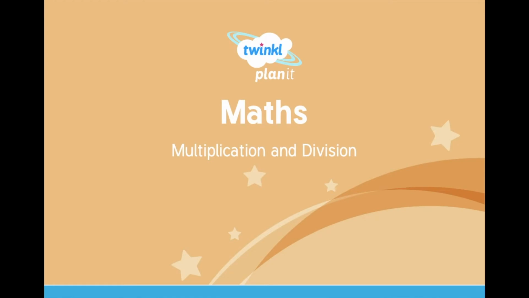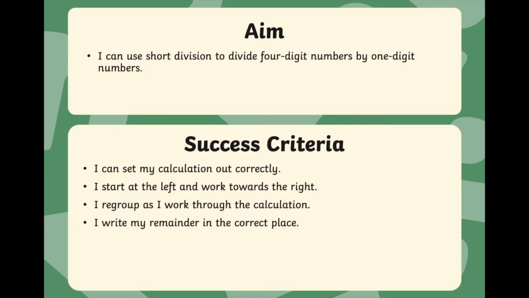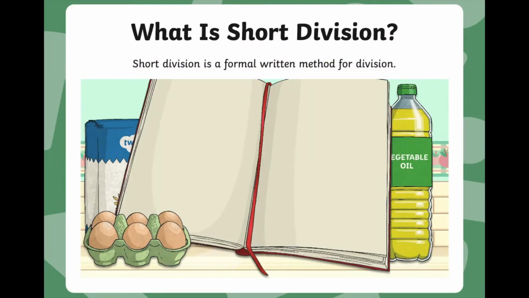We're carrying on with the topic of multiplication and division this week, so without further ado, let's get into today's maths. Today's presentation is called Delicious Division. Hopefully, by the end of this lesson, you'll be able to use short division to divide 4-digit numbers by 1-digit numbers. You'll know how to set out your calculation correctly. You'll understand that you need to start at the left and work towards the right. You'll understand regrouping as you work through the calculation, and you'll be able to write your remainder in the correct place.